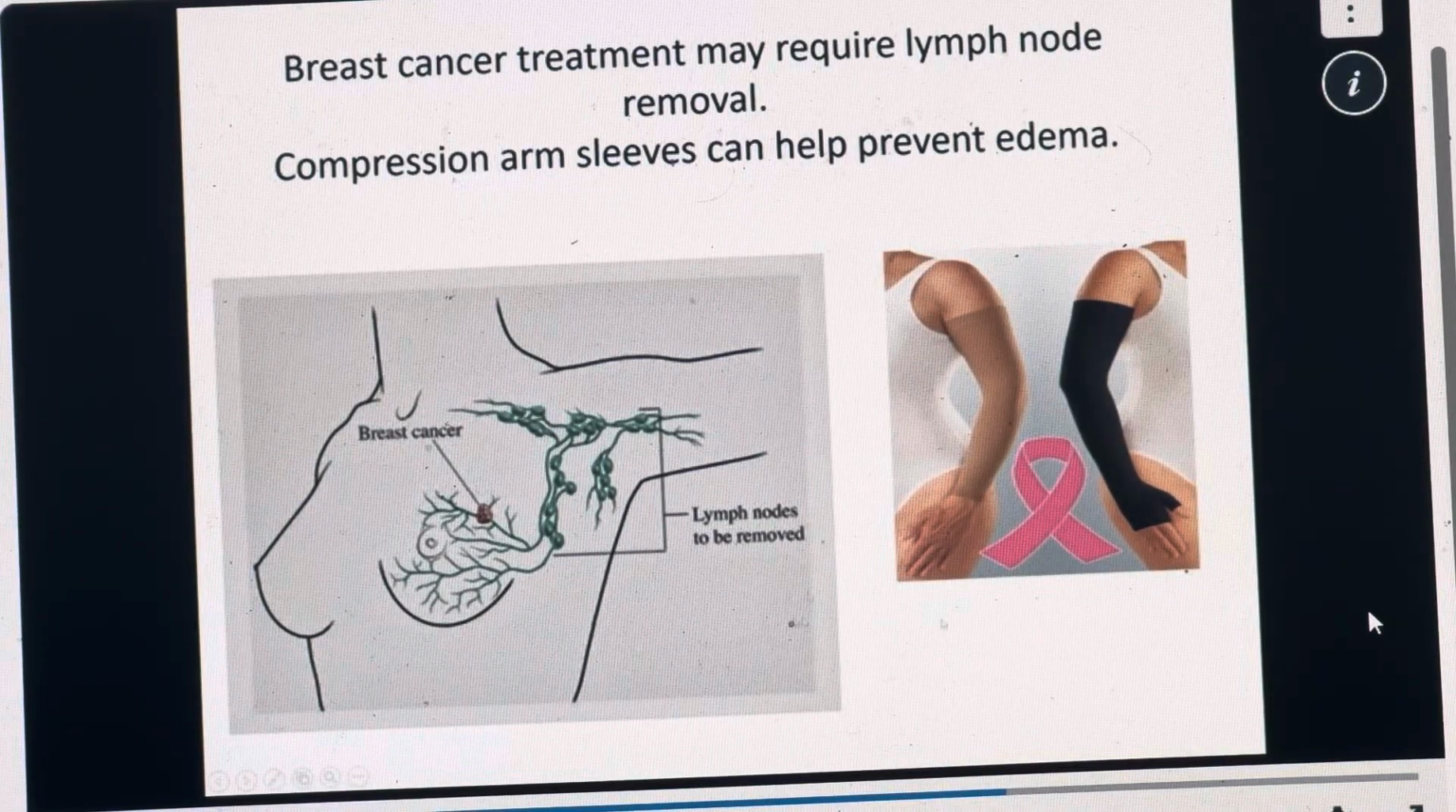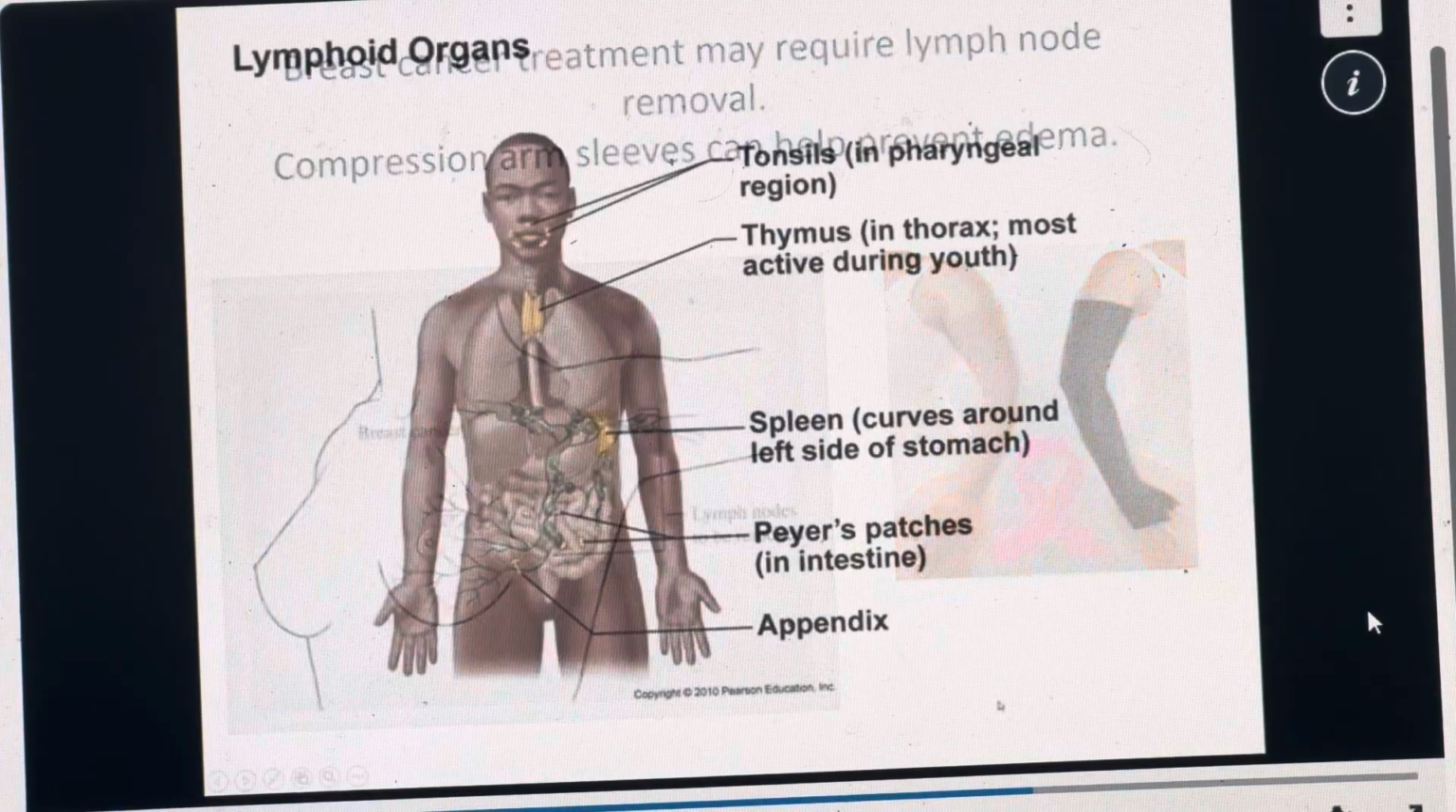This is also a common problem with breast cancer. Breast cancer treatment frequently involves the removal of infected lymph nodes in that axillary area, and surgical removal of those frequently requires the wearing of compression arm sleeves to help prevent edema or swelling in that arm.